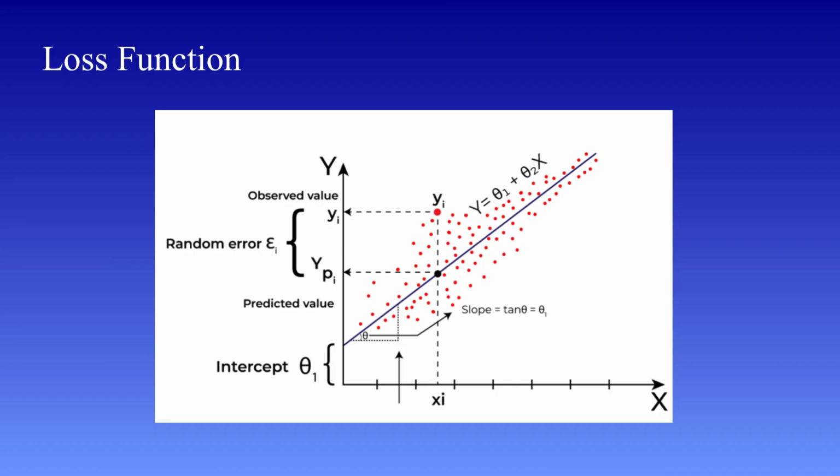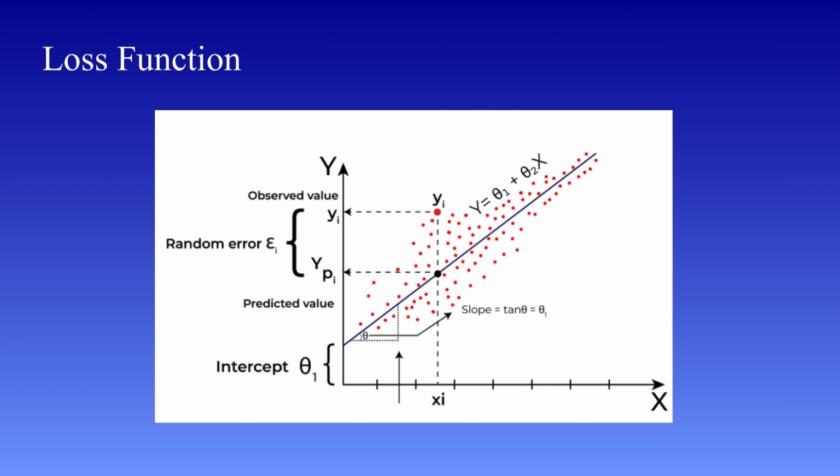Now let's understand the loss function using this diagram, which gives us a clear visual intuition of what is happening. On this graph, the horizontal axis represents the input variable, denoted as x, and the vertical axis represents the output variable, denoted as y. The red dots you see scattered across the graph represent the actual observed data points. These are the real values from the dataset. Now, the straight line drawn through the graph represents our regression line, which is the model's prediction. This line is defined by the equation y = θ0 + θ1x. Here, θ1 is the slope of the line, and θ0 is the intercept.